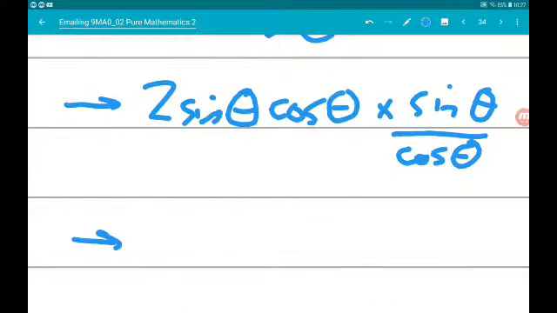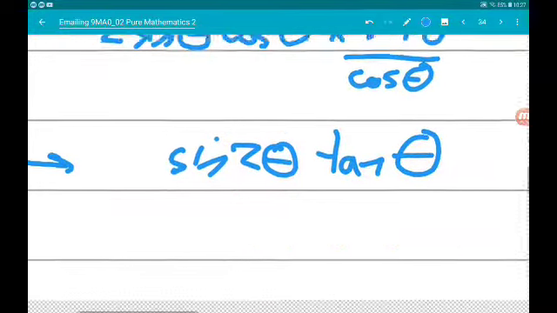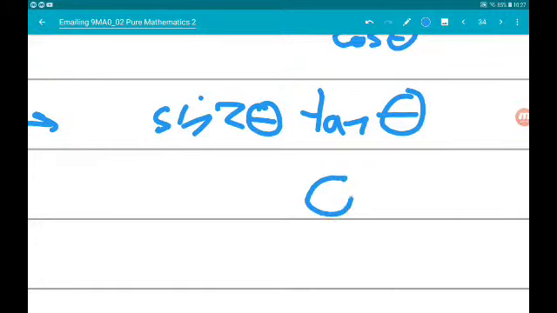2 sine theta cos theta is sine of 2 theta, and sine over cos is tan of theta. We've proven it, we feel clever, let's put a cheeky little QED, quite enough done.